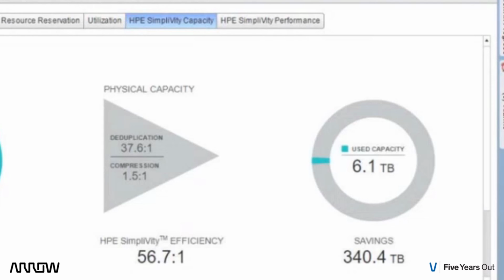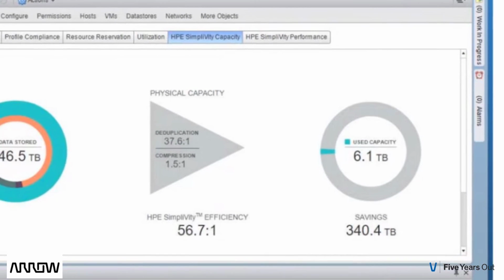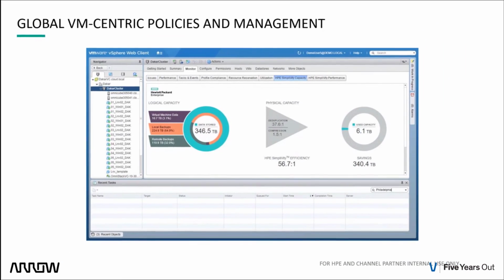But when we look over on the right side, you see that there's only 6.1 terabytes that are actually being stored to disk. We've eliminated over 340 terabytes of storage for this customer. More importantly, we've eliminated over 340 terabytes of I/O that never had to take place, thus redirecting what would have been wasted technology energy to run the applications faster and more predictably.